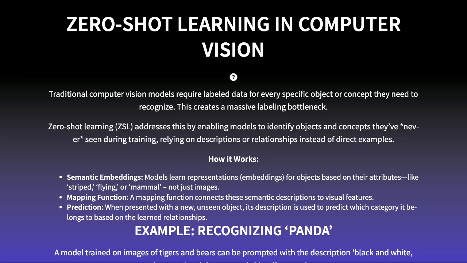Okay, let's talk about zero-shot learning in computer vision. Imagine you're building a system to recognize all sorts of animals, but you only have pictures of lions, tigers, and bears. That's a lot of labeling. Zero-shot learning changes the game completely. Instead of needing labeled data for every single animal, we use something called semantic embeddings, basically descriptions like striped, flying, or a mammal. The model learns to connect these descriptions to what it sees in images. So, if you show it a picture of a panda and describe it as a black and white, large cat, it can use its knowledge to correctly identify it, even though it's never seen a panda before. It's like giving the computer clues instead of just showing it examples.